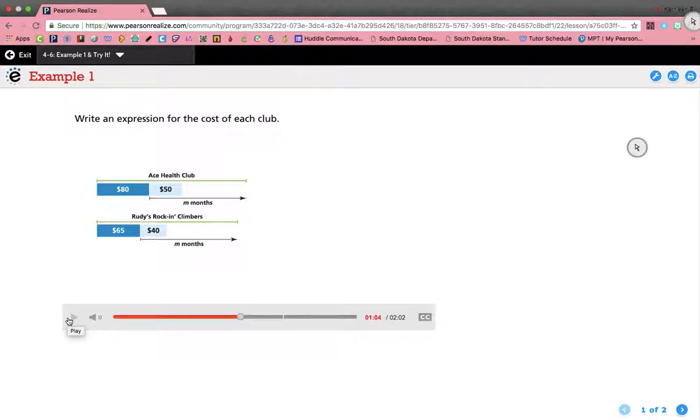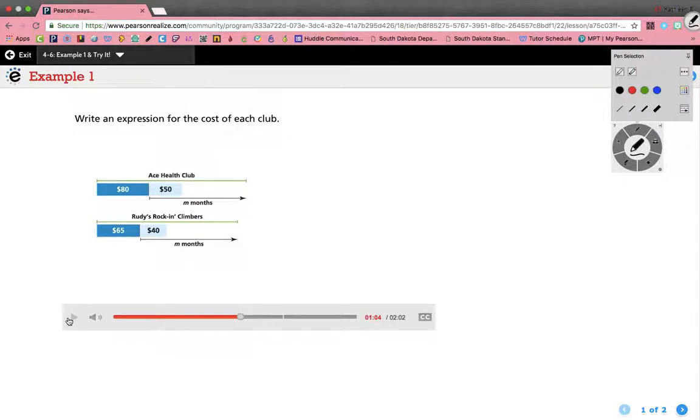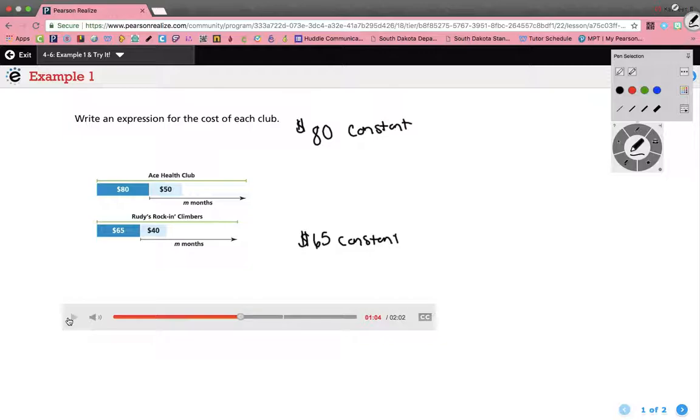All right, so we have to think about two things: the constant and the term with the variable, or the coefficient. So if we look at the health club, you are paying $80 as a startup. You're only going to pay that $80 once. So that means the $80 is going to be our constant. Just like down here for the rock climbing, the $65 is going to be our constant.